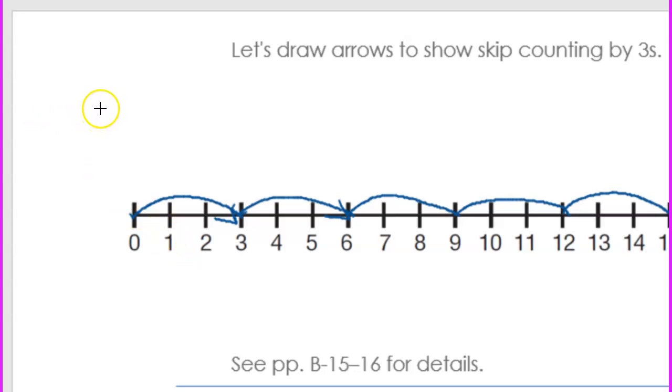So counting the jumps, if we count 1, 2, 3, 4, 5 jumps, 5 times 3 is 15. 2 jumps, 1, 2, will land us at 6. 6 jumps, 1, 2, 3, 4, 5, 6, will land us at 18. And 4 jumps, we did that on the last slide, but let's try it again. 1, 2, 3, 4 will land us at 12.